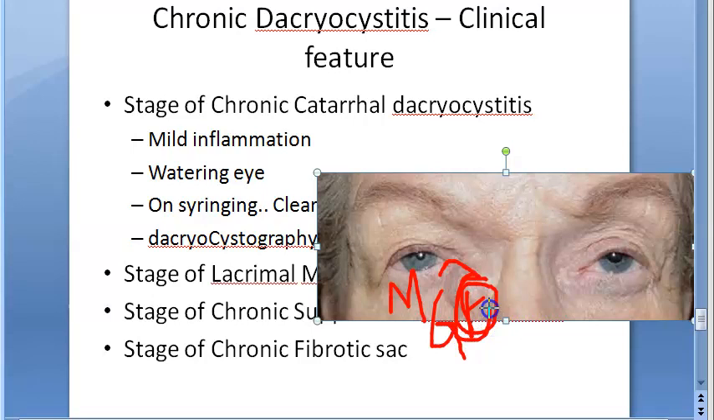When you do dacryocystography, you will see a distended sac with blockade somewhere in the nasolacrimal duct. Obviously, the sac would have become big and the nasolacrimal duct will have some kind of obstruction. You can see here an encysted mucocele due to continued chronic inflammation, where the openings of both the canaliculi are blocked. So, what happens?